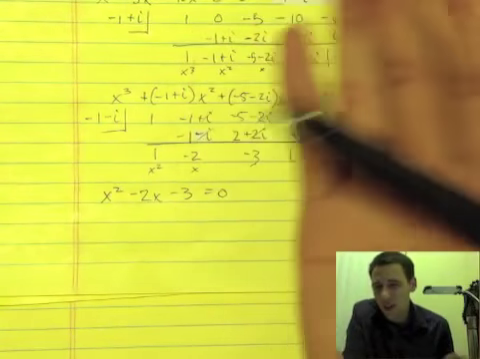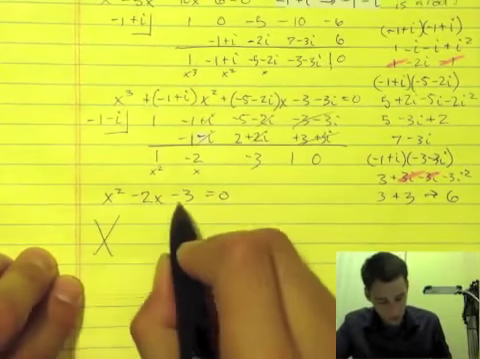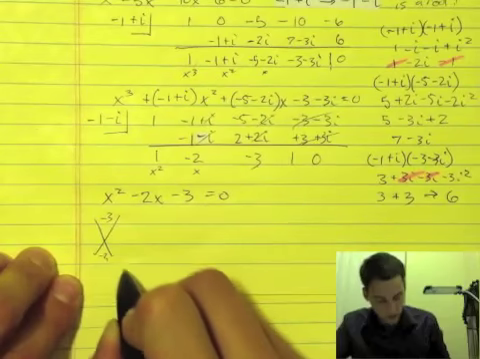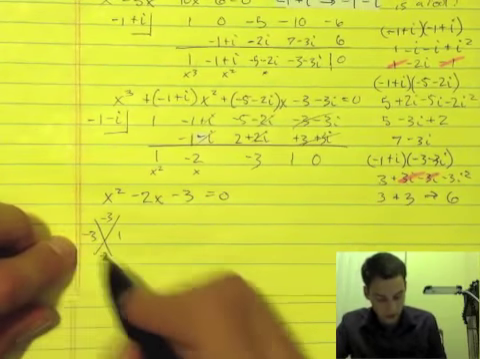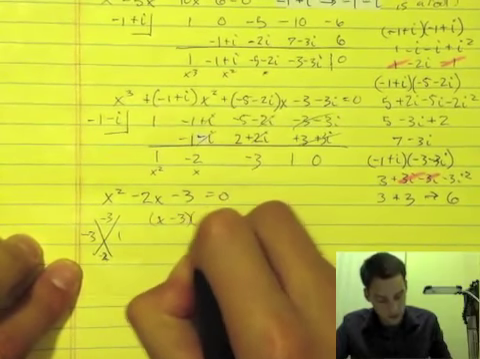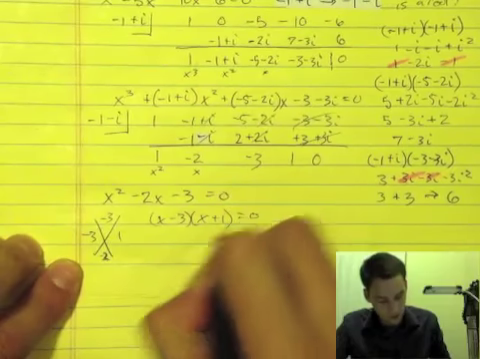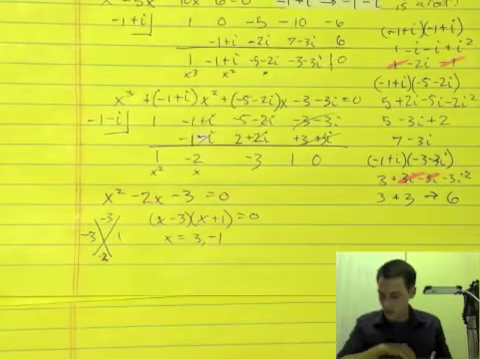I don't want to do all of them, so I'm just going to do one. Can we factor this? I think so. Negative 3 on the top, negative 2 on the bottom: 3 and 1, and negative 3, with the lead coefficient of 1. So x minus 3 times x plus 1 equals 0. x equals 3 and negative 1.